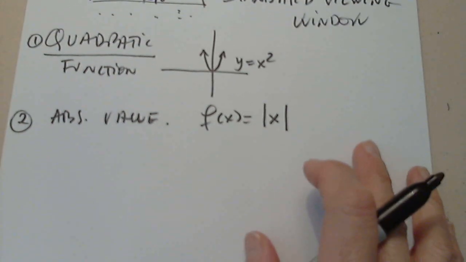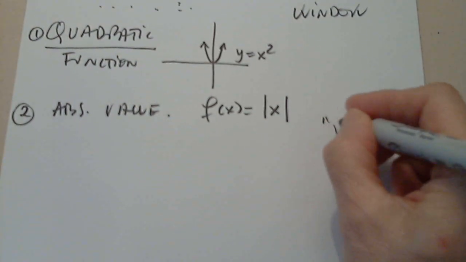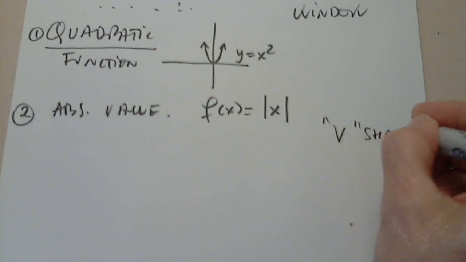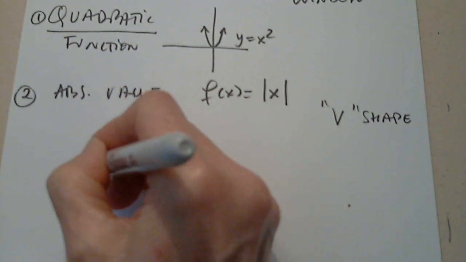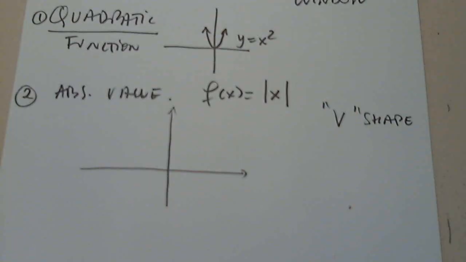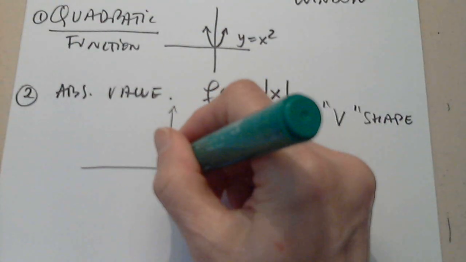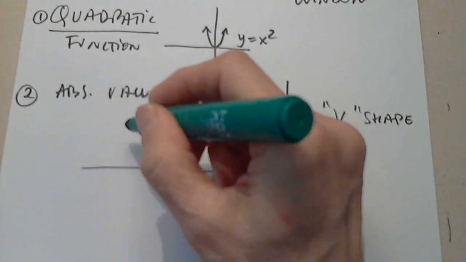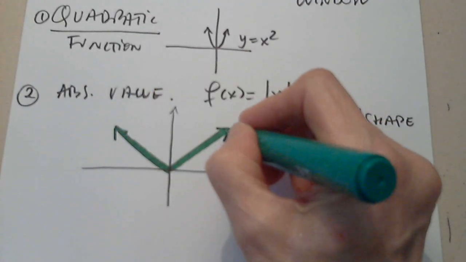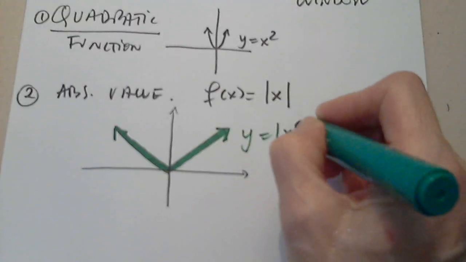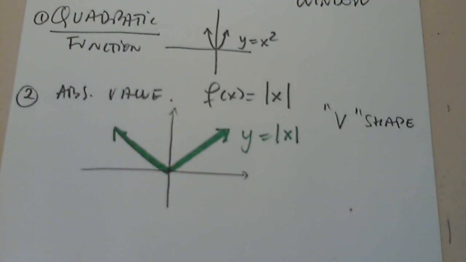So what is this shape? This is a V shape. What does that mean? Okay, it looks like this. And we have to remember it. It bisects, divides in two pieces, the first and the second quadrant. This is the graph of the absolute value of x. And we have to remember this forever.